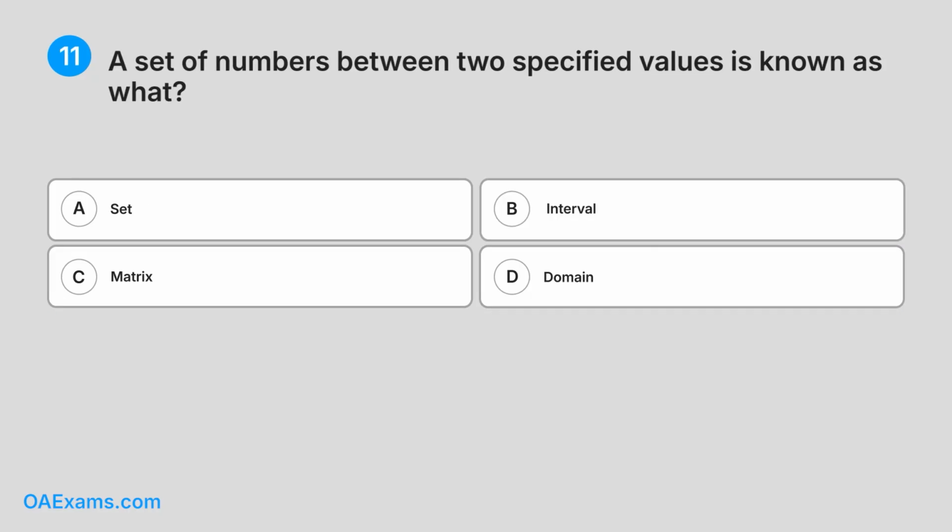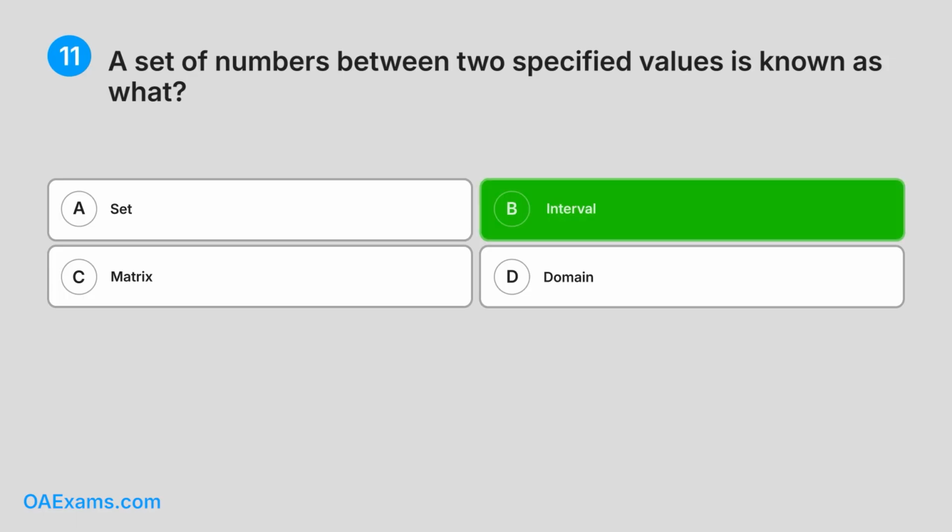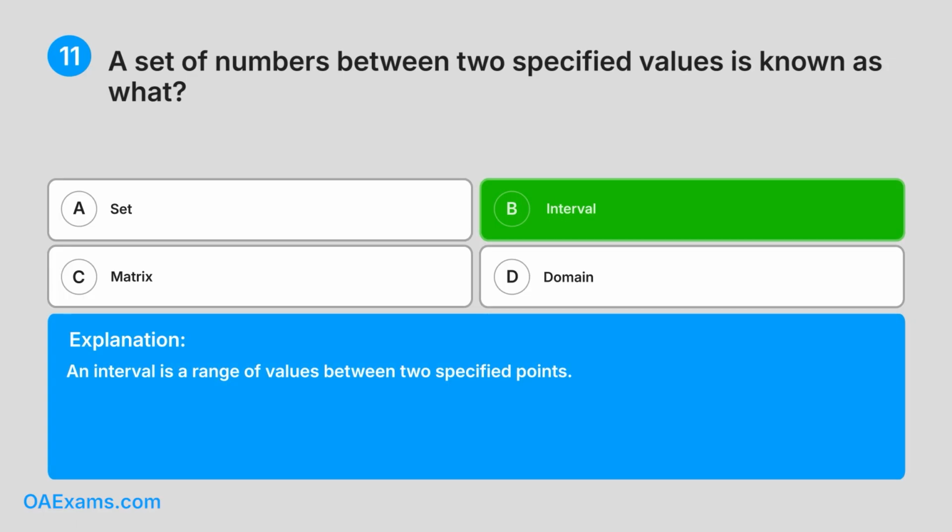11. A set of numbers between two specified values is known as what? A. Set. B. Interval. C. Matrix. D. Domain. Do you know the answer? Correct answer. B. Interval. Explanation. An interval is a range of values between two specified points.